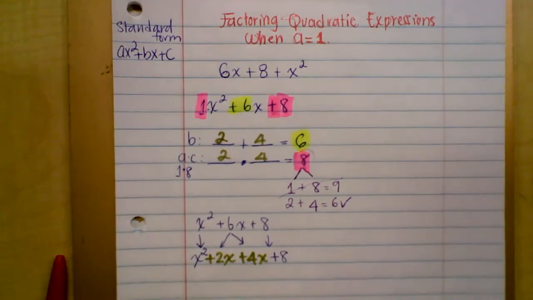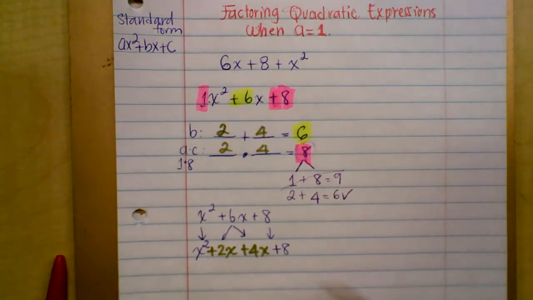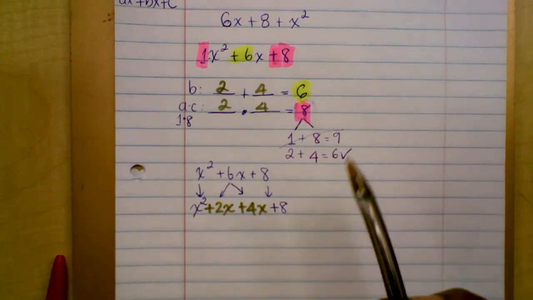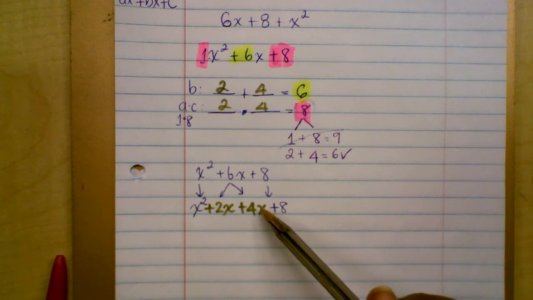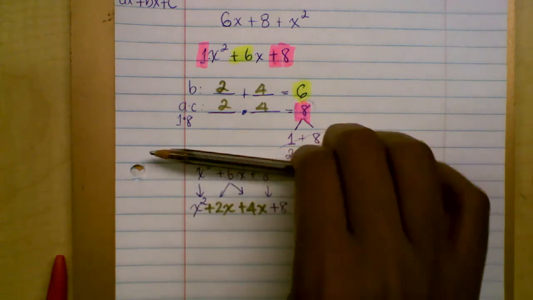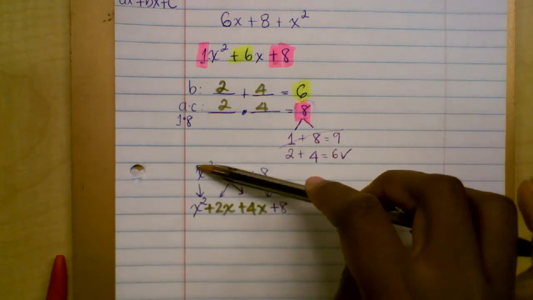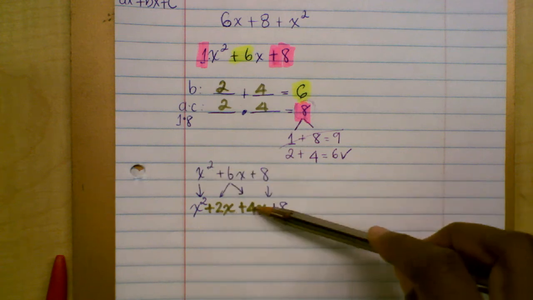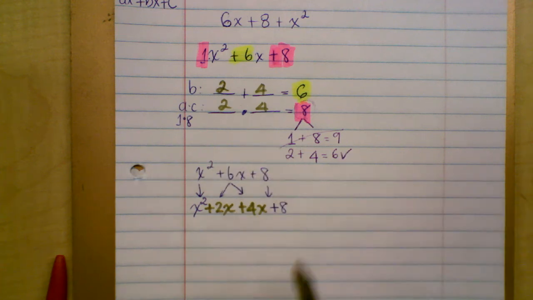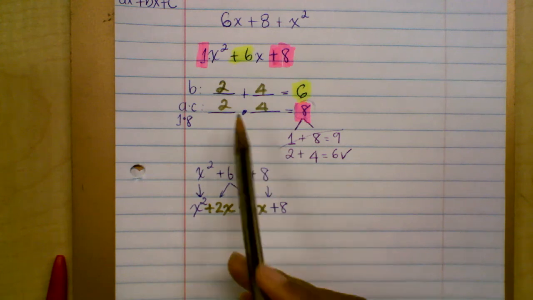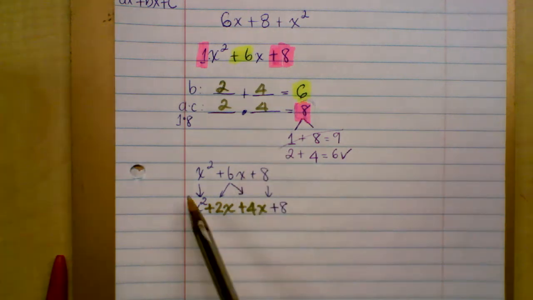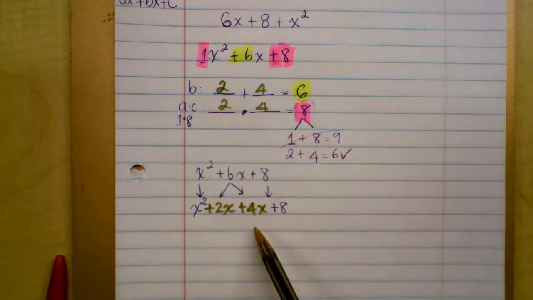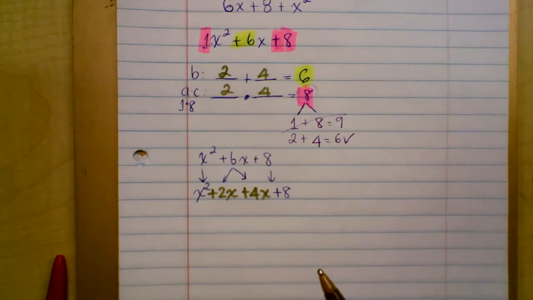So what is happening here? If you notice, if I want to go backward, x squared, 8 is 8. 2x plus 4x is 6x. That's why you have to include the x next to the two newfound numbers. So all we are doing is trying to rewrite it so it's easy to factor. I'm going to show you two ways to factor this.